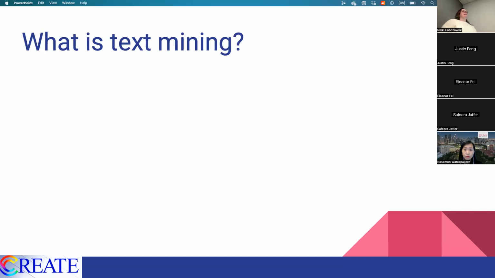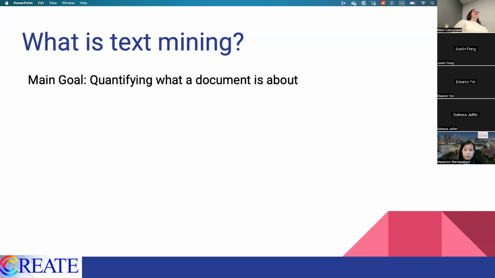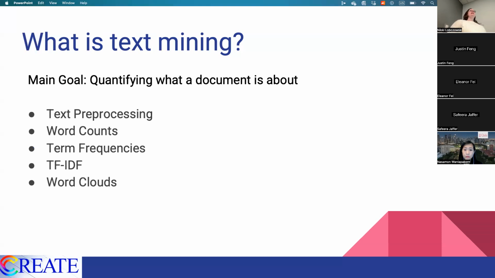So what is text mining? We talked about code mapping last time, which was much more qualitative. Text mining is about quantifying the text, quantifying what a document is about. This includes text pre-processing. We're going to look at word counts, term frequencies, TF-IDF, and word clouds. All of these are ways that we can pull out some meaning from a large group of text.